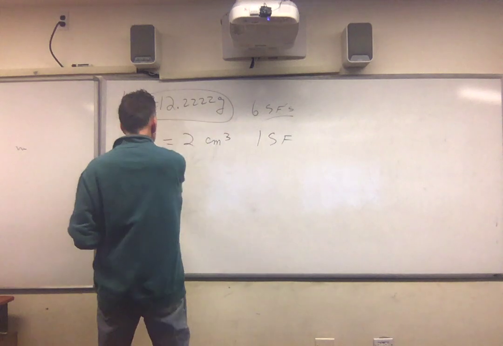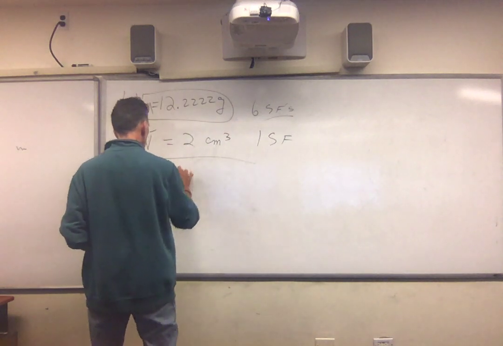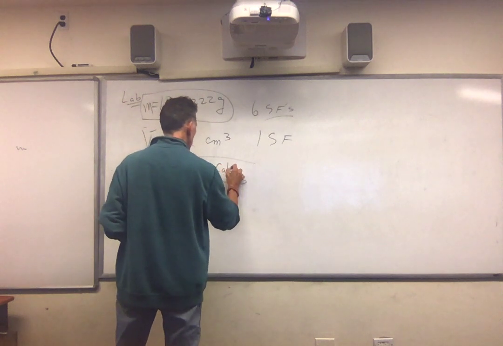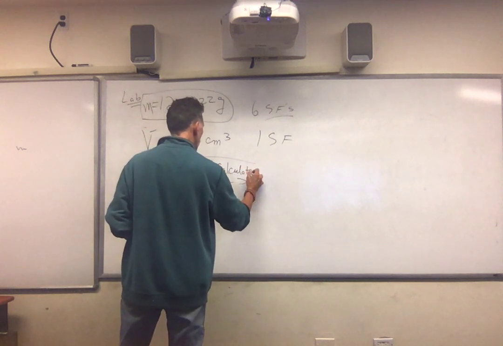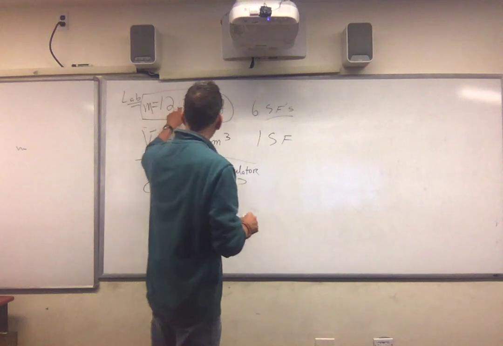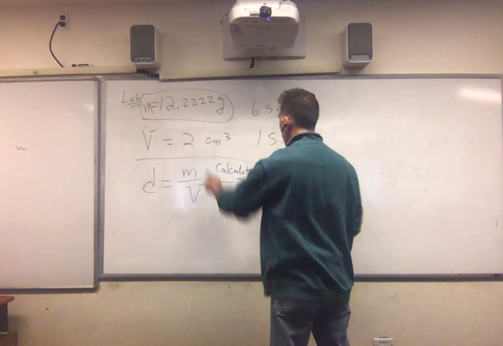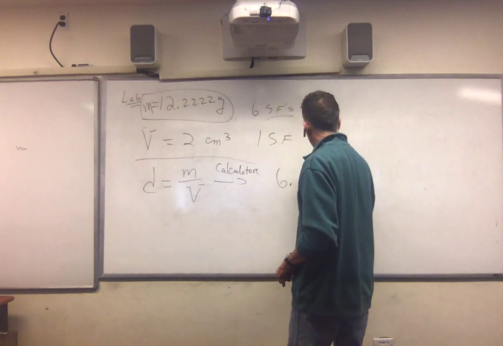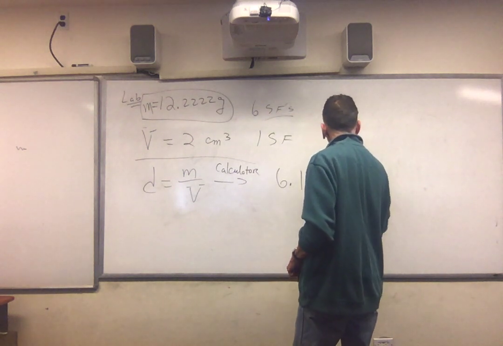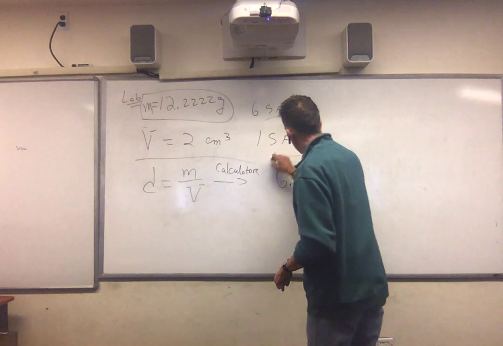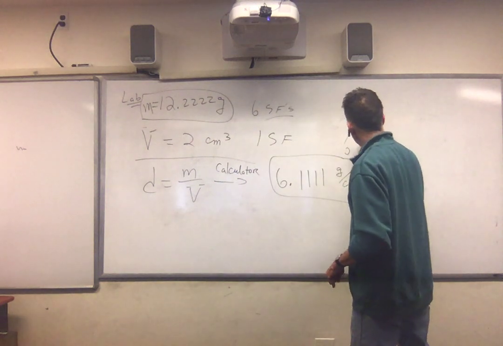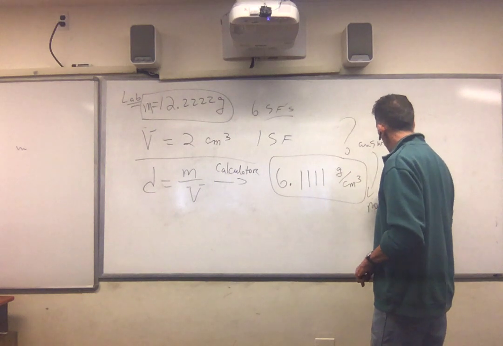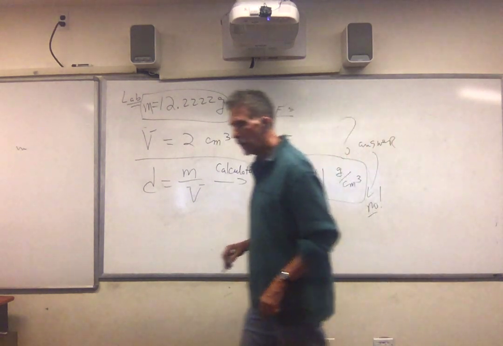So if we want to get density, our calculator tells us the answer is this. It's 12.2222 divided by 2. So our calculator gives us this answer, 6.1111 grams per centimeter cubed. The question is, is that the answer? And of course the answer is no. Why isn't that the answer?